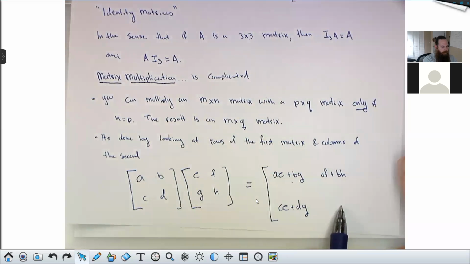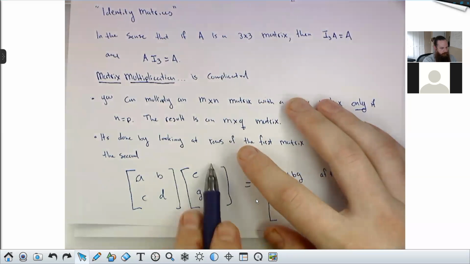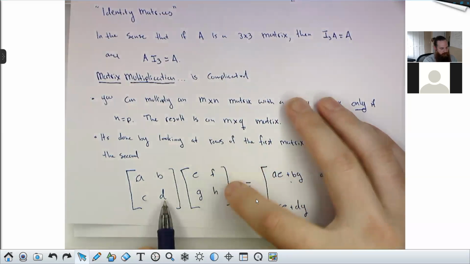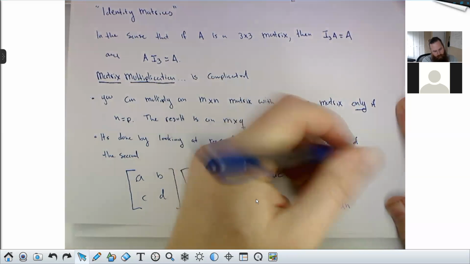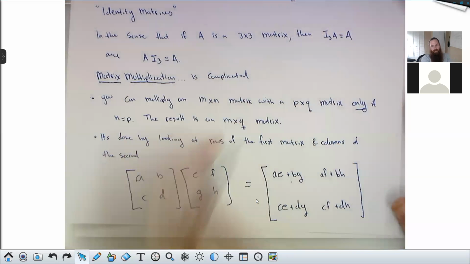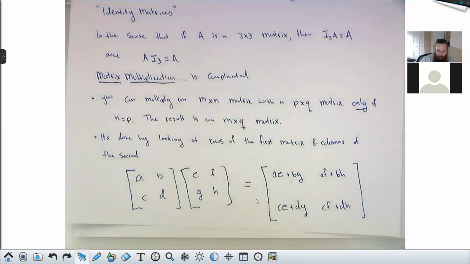And then over here, I'll take the second row and the second column. So that's CF plus DH. This horribly complicated operation is how you multiply 2 matrices, specifically two 2x2 matrices.